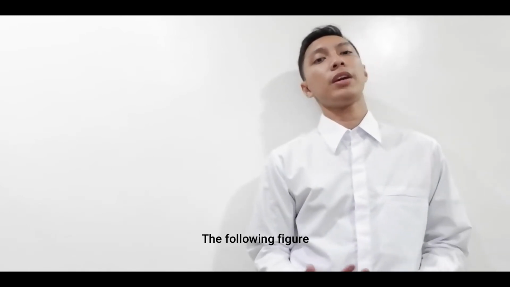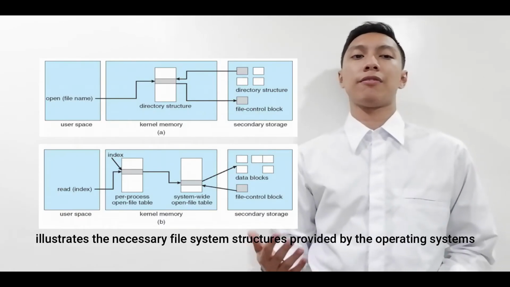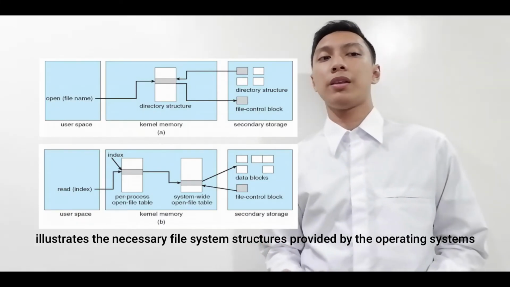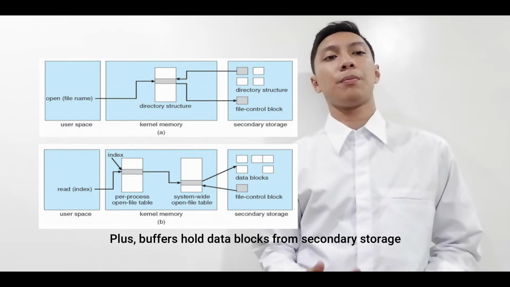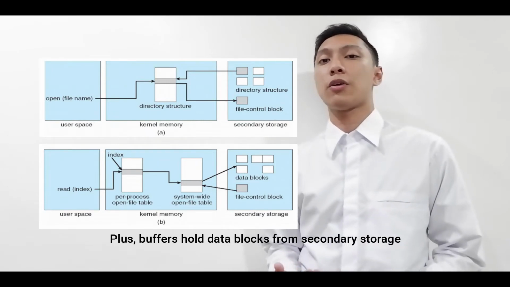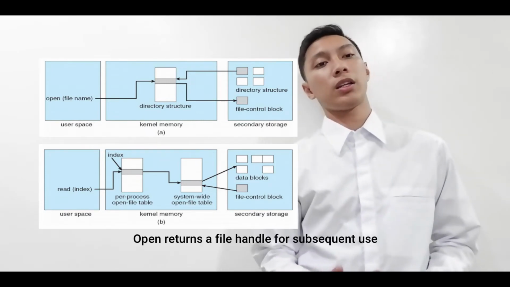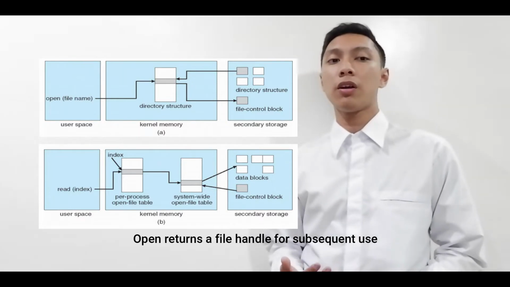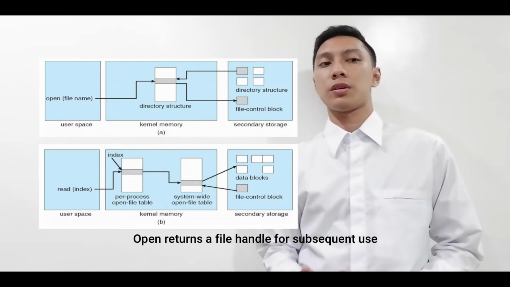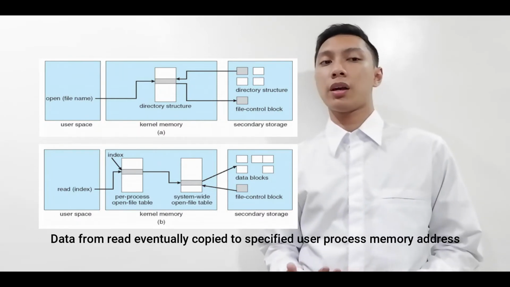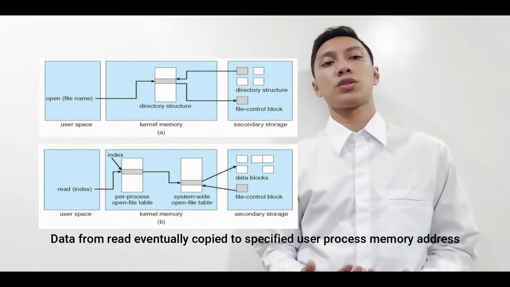The following figure illustrates the necessary file system structures provided by the operating system, plus buffers that hold data blocks from secondary storage. Open returns a file handle for subsequent use. Data from read is eventually copied to the specified user process memory address.